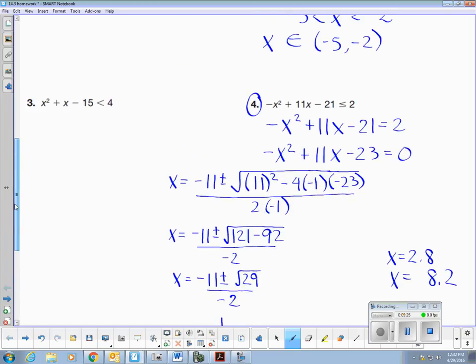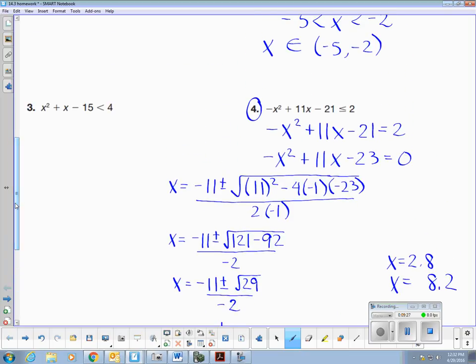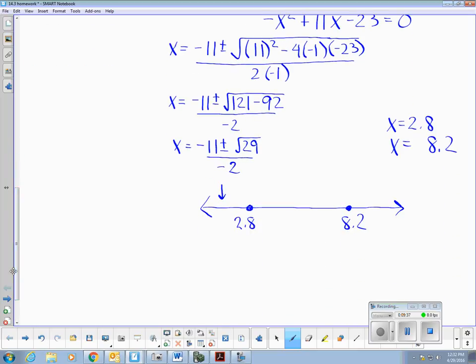So if I go back, I remember I had 0 plus 0 minus 22 is less than or equal to 2, and that's a true statement. So yes, this portion of the graph satisfies the inequality. So my guess now is that this would be the other portion that satisfies the inequality.